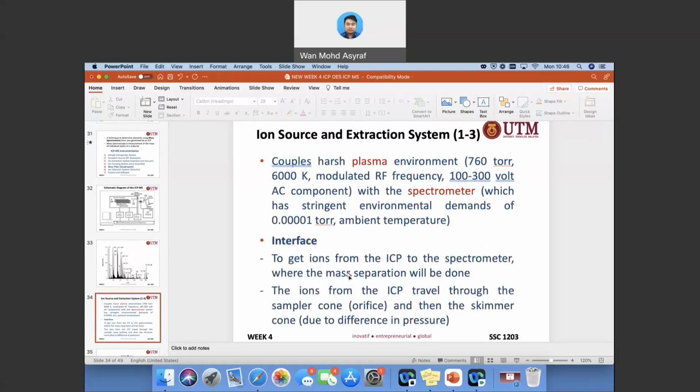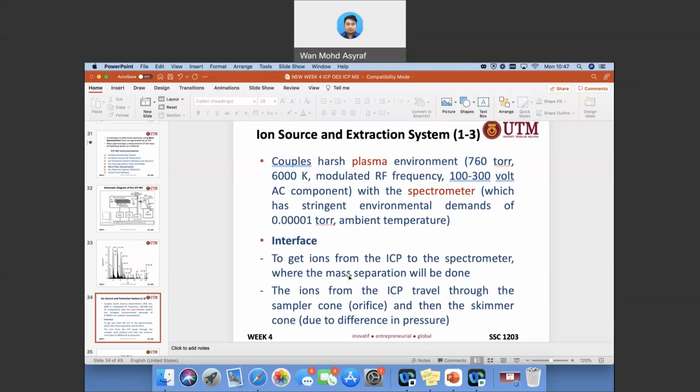So the ion source and the extraction system. All right, so harsh plasma environment. The plasma actually has a very high temperature, and combined with the spectrometer, which has stringent environmental demands of 0.001 torr at ambient temperature. So this is just for your knowledge only.